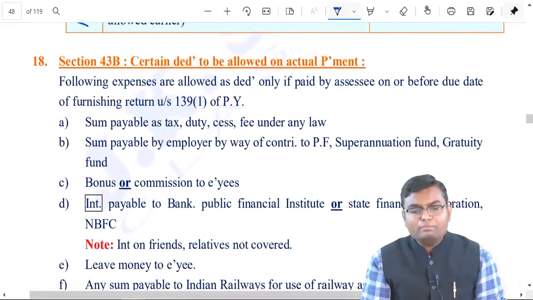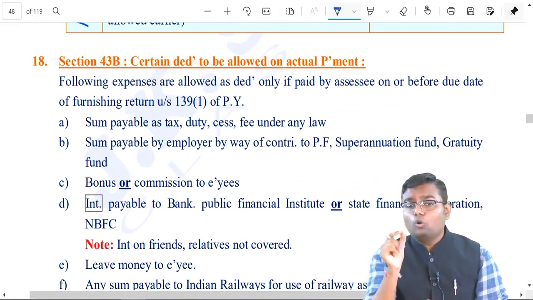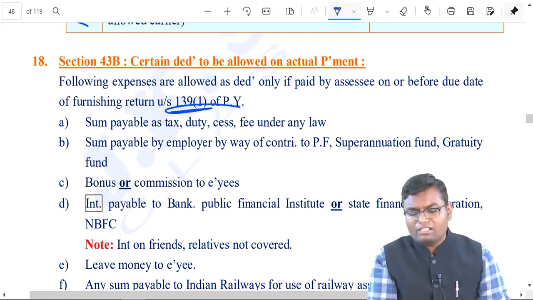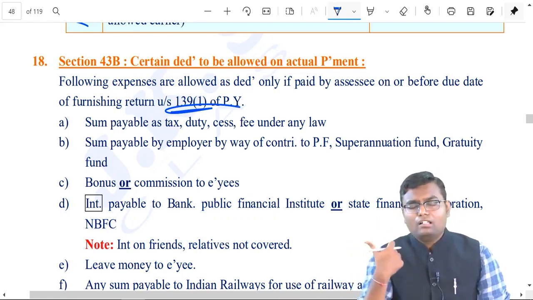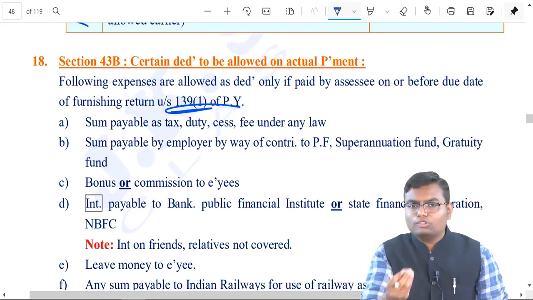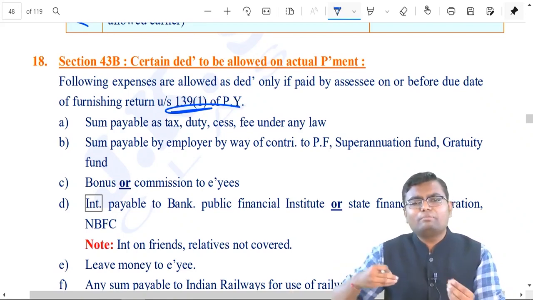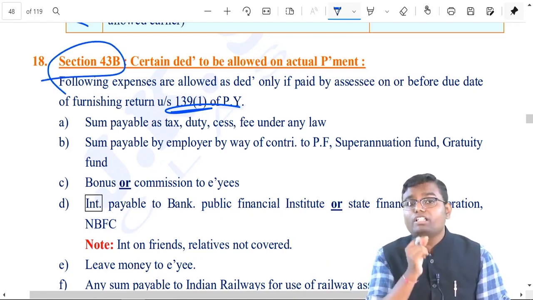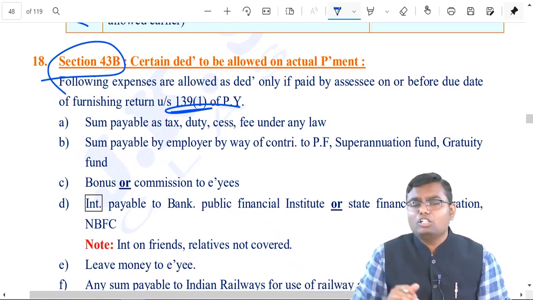What is section 43B? There are certain deductions for which you will get the deduction only if it is actually paid up to the due date of filing return of income under section 139(1) of the previous year. Now see, if you are following the cash system of accounting, each and every deduction is allowed only when it is actually paid, so there is no problem. 43B does not get covered there because it becomes redundant. 43B is attracted only when you are following the accrual system, wherein generally you get deduction as and when it is accrued and not when paid.